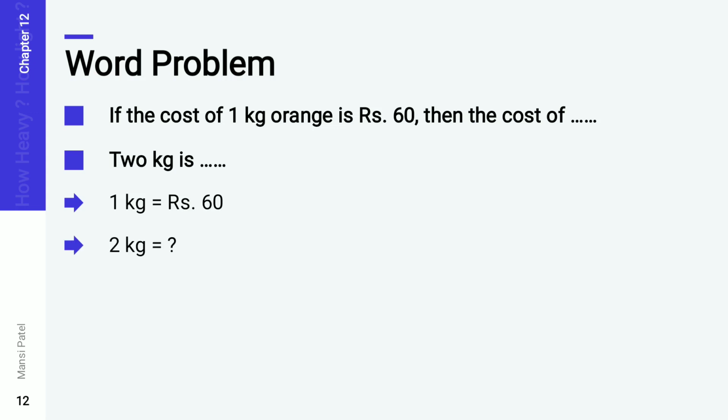Do the multiplication, the number which is written in the cross. So here you have to do the multiplication of 2 multiplied by 60. So 2 multiplied by 60, that is 120. Therefore, we can say that the total cost of 2 kilogram is rupees 120.